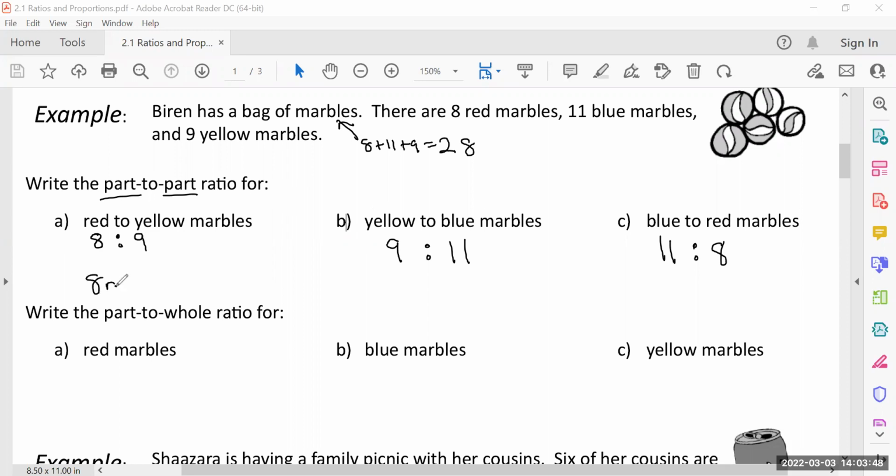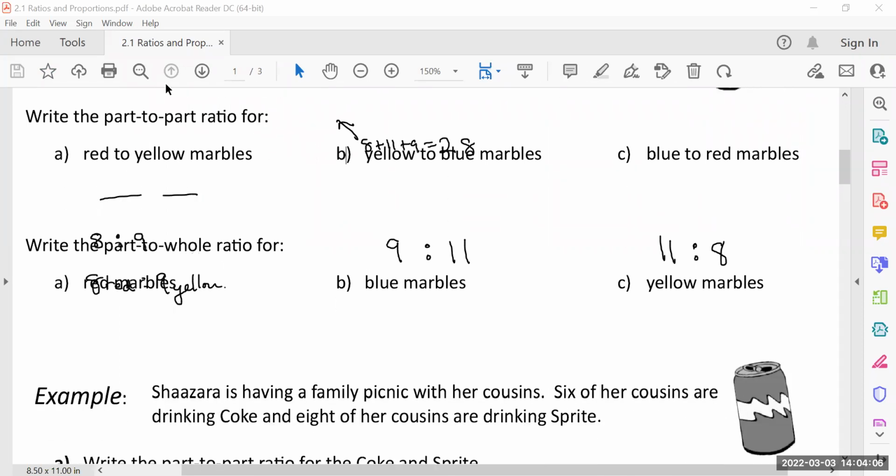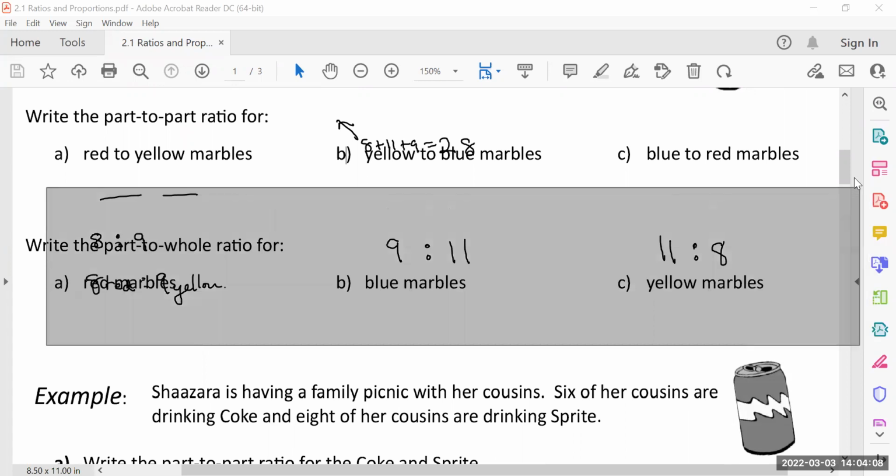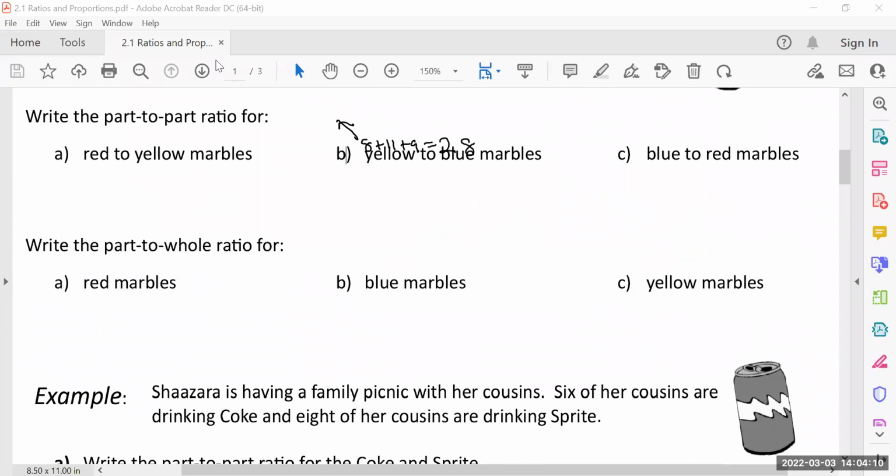I do not need to write 8 red, 9 yellow because the order is going to be respected. That's a given, so you don't have to reiterate that. It's a waste of your time. Let's move on to the next one, part to whole. And remember, we have 28 marbles total.